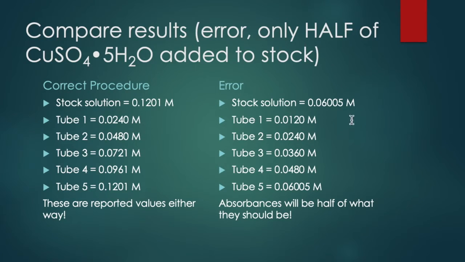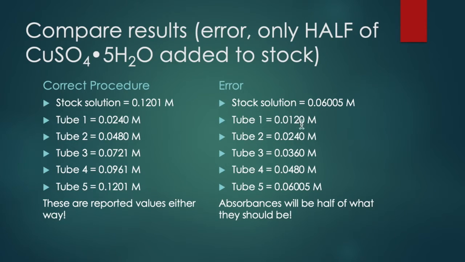So since these concentrations in reality are half of what they should be, the spectrometer is not going to be fooled. If your tube 1 only has 0.012 moles per liter in it, it's only going to absorb half the light of a tube with 0.0240 molar. So the spectrometer is going by the amount of copper that is actually there. That's what's absorbing the light.